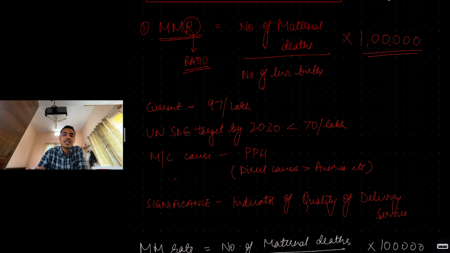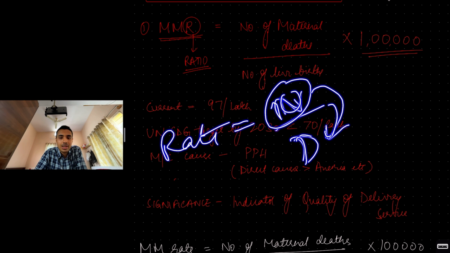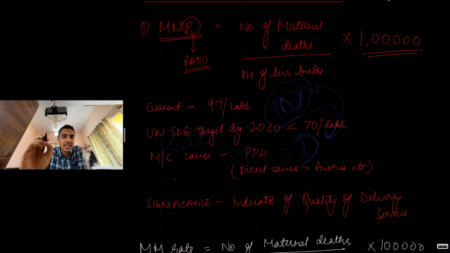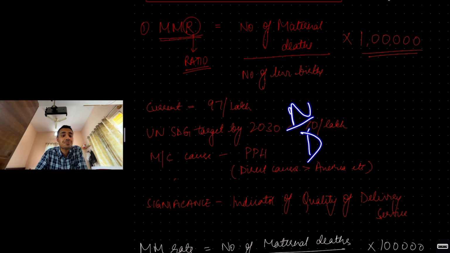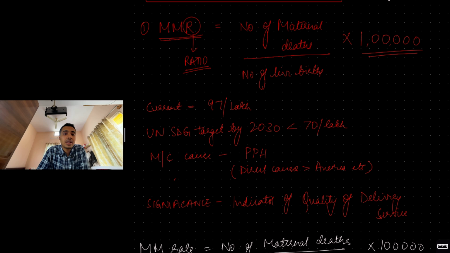See, when do we say something as a rate? Rate is when the numerator is part of the denominator. Whereas if numerator is a separate entity and denominator is a separate entity, then it becomes ratio. Example, if I talk about MMR, here you have number of maternal deaths. The number of maternal deaths is not a part of the number of live births in a given year. So this is a ratio.